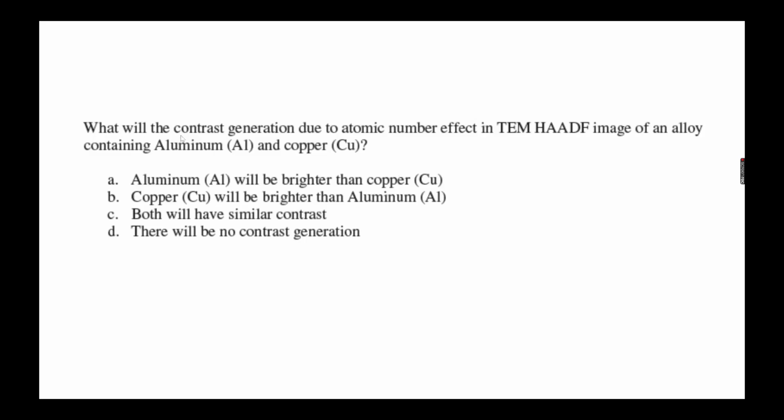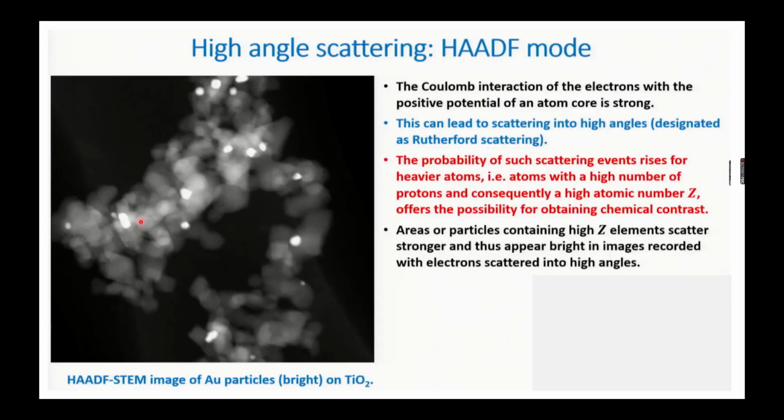Okay, so what will be the contrast generation? This is also the same question, due to the atomic number effect again, but this is in the TEM, and this is a high angle annular dark field image of an alloy containing aluminum and copper. So this is also an alloy. Can you guess that this is also the same kind of question, but related to the atomic number effect, in TEM imaging? Do you have any idea about this? This is the high angle scattering.